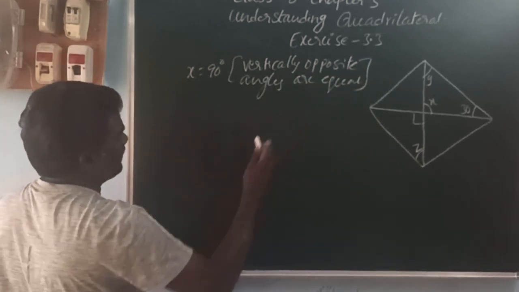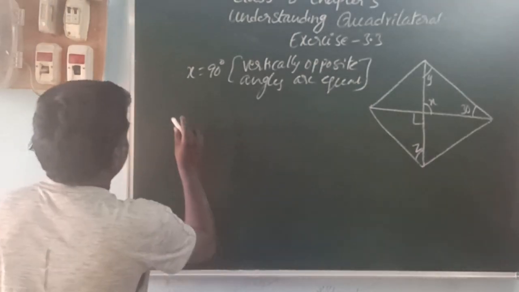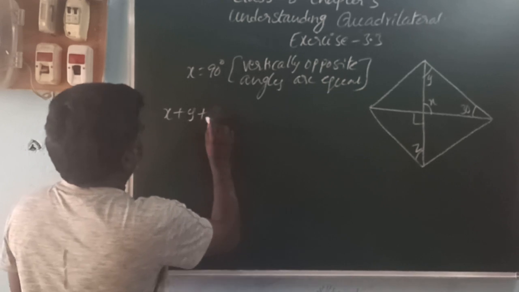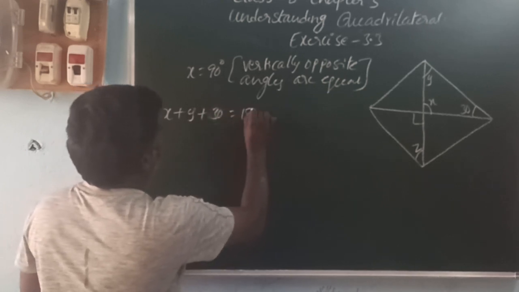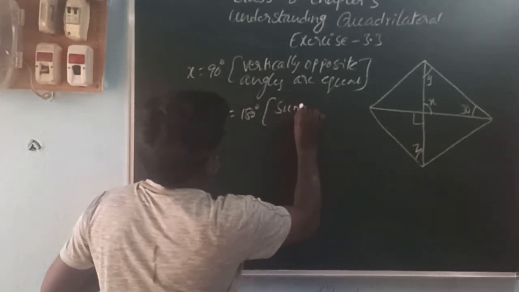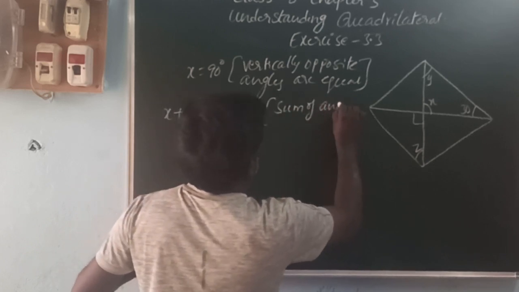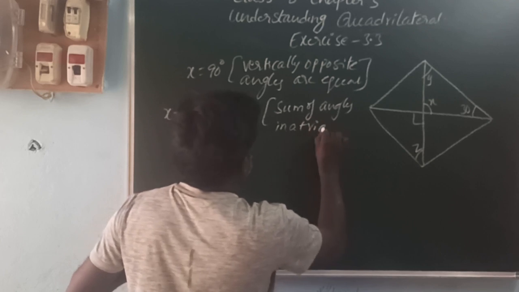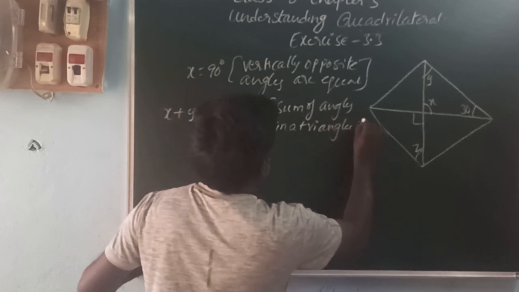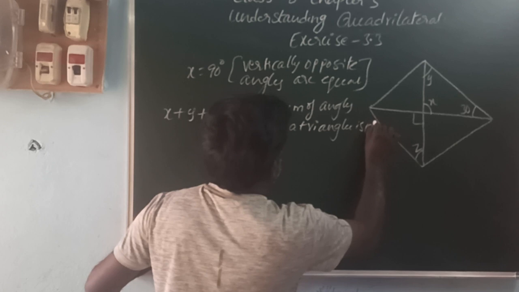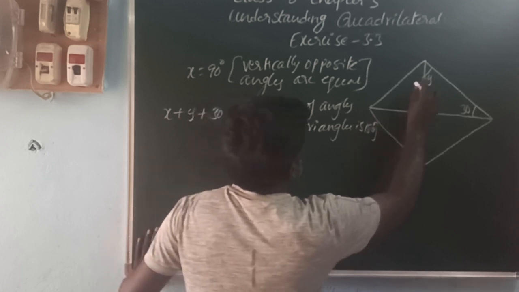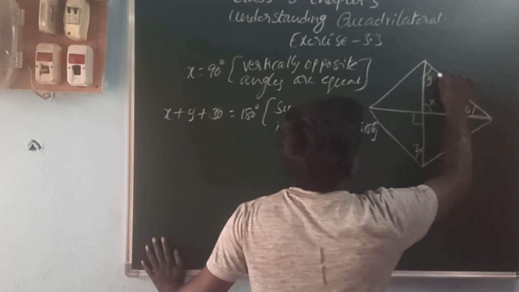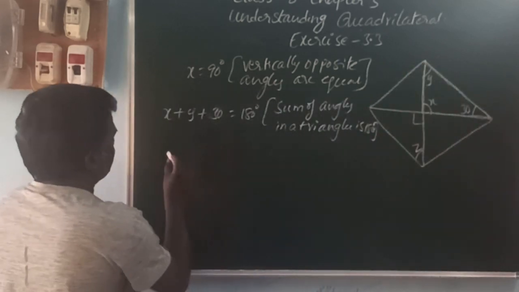Next, in a triangle, the sum of angles is how much? 180 degrees. So x plus y plus 30 is equal to 180. The sum of angles in a triangle is 180 degrees. So this is a triangle. In this triangle, the angle sum is how much? 180 degrees.